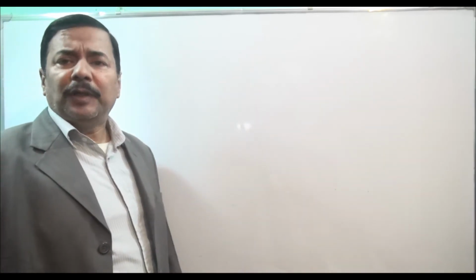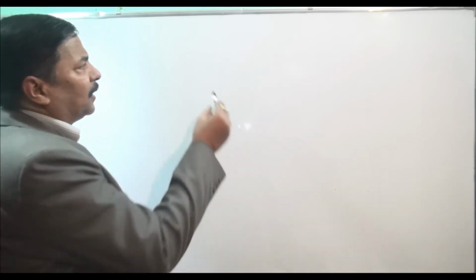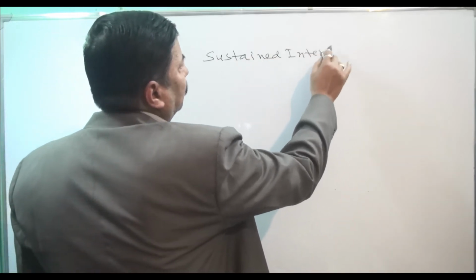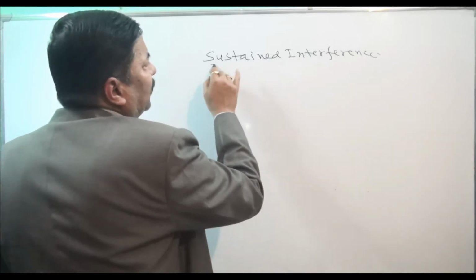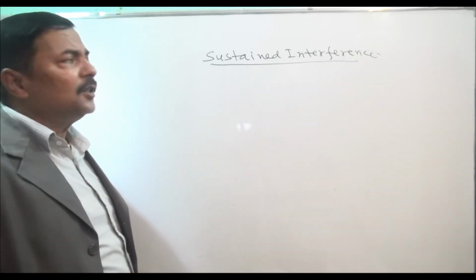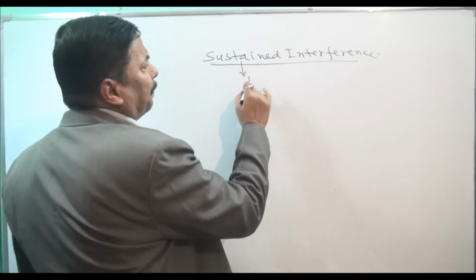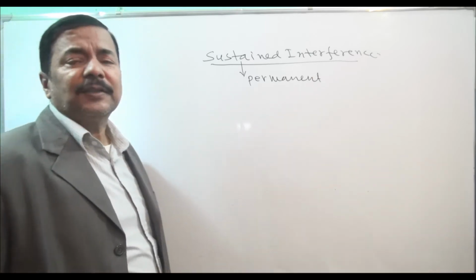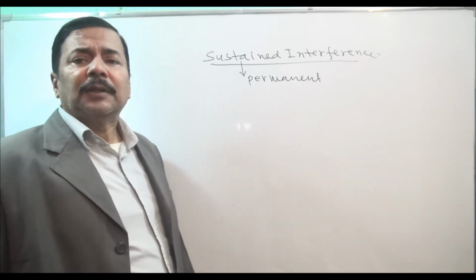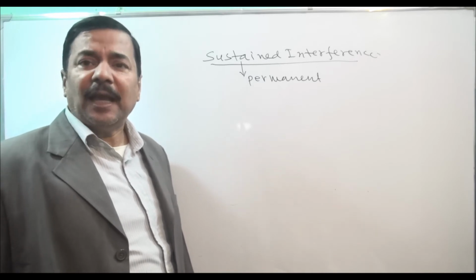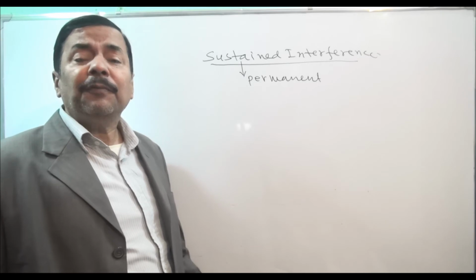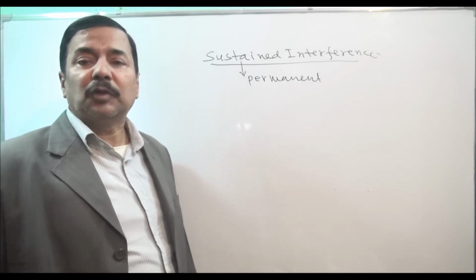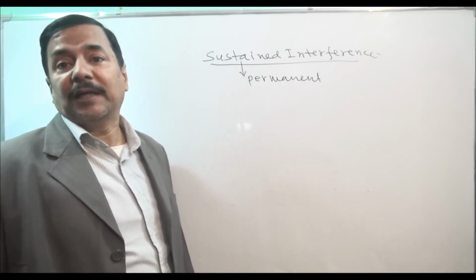One term that we all should understand is sustained interference. What does sustained interference mean? It tells about the permanent nature. An interference is said to be sustained if it lasts for some time, so that we can make a study of it, and that is permanent in nature. If the interference takes place and we are not able to study or observe it because it happens so quickly, then we will not call it sustained interference.